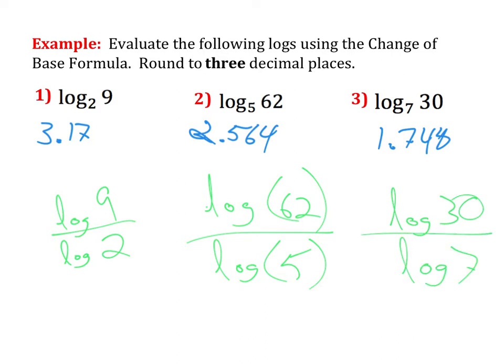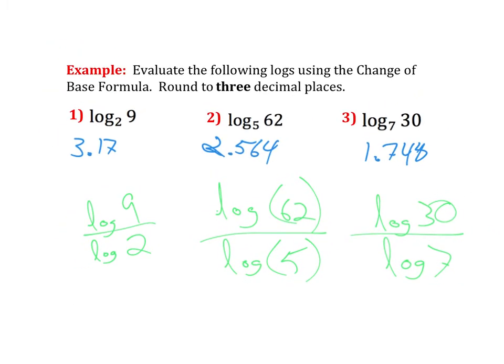Number 3, you'd have log 30 divided by log 7. Again, base numbers on the bottom. So go ahead, punch those into your calculator. Make sure you're getting these decimal approximations. And if I goofed on any, shoot me an email.